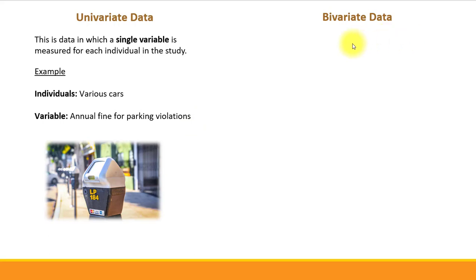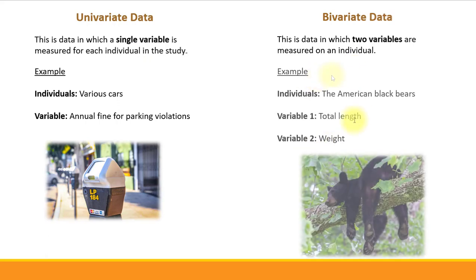Today we're going to start learning about bivariate data. This is data in which two variables are measured on an individual. For example, if individuals are the American black bears, then we can choose to measure their total length and weight.